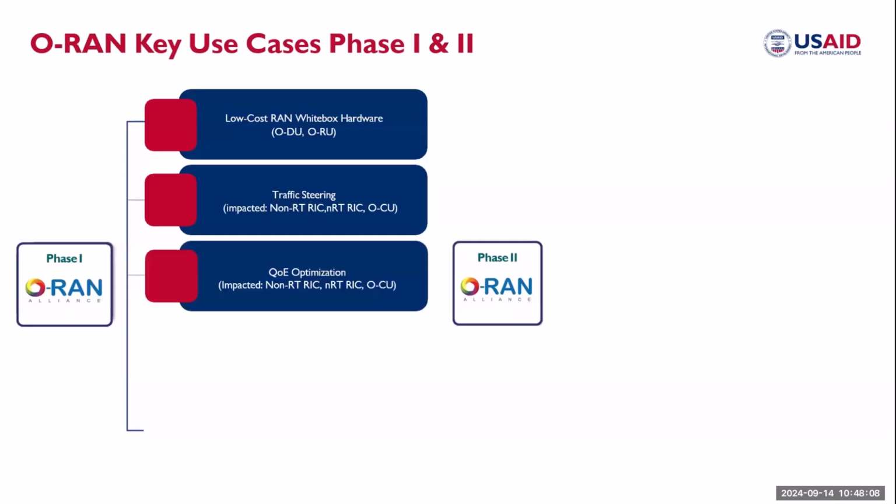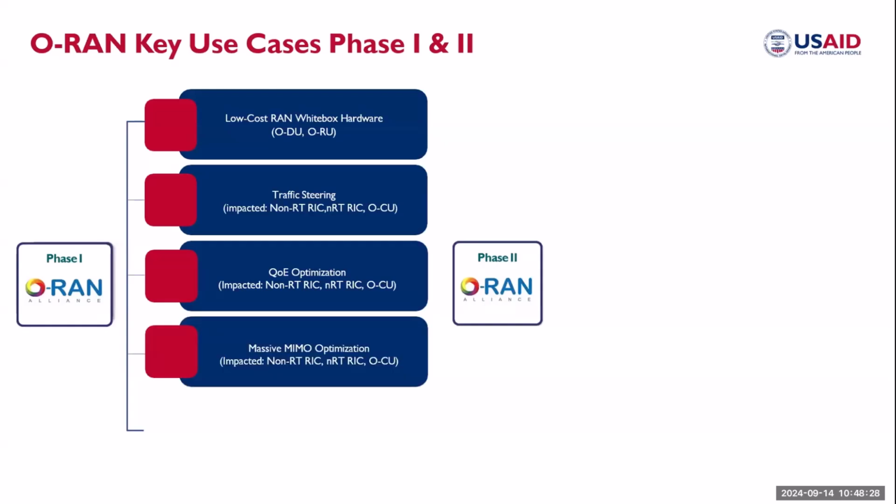Quality of experience optimization. So if there's a demanding 5G native applications, okay, that needs to have higher priority in the network, okay, so and also to improve yung experience ng subscribers, so that is also part of the phase 1. And massive MIMO optimization, okay, so this is seen as one of the key technologies for 5G. So if you are deploying 5G, at least you must have a massive MIMO so that you can maximize the capability of 5G. Okay.